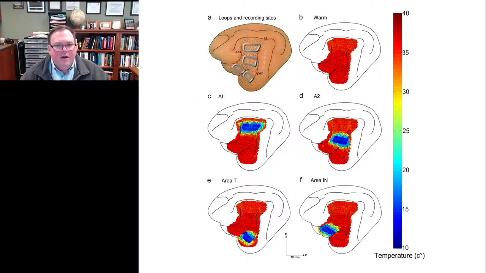Here you can see thermal reconstructions of the regions that were deactivated. You can see the location of four cooling loops in the upper left-hand panel, and you can see obviously the exact same thermal scale we were looking at before and how well localized the actual individual deactivations are, both for A1, for A2, for area T, and for area IN.